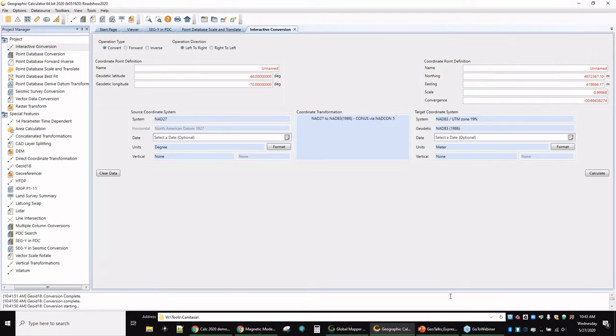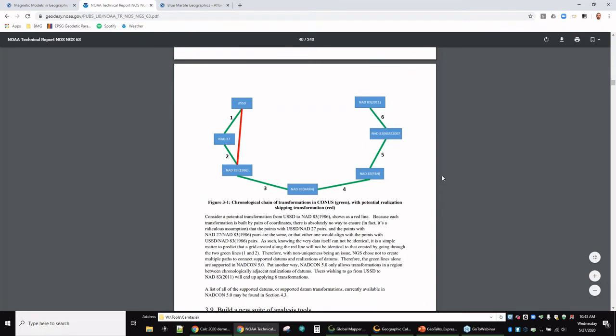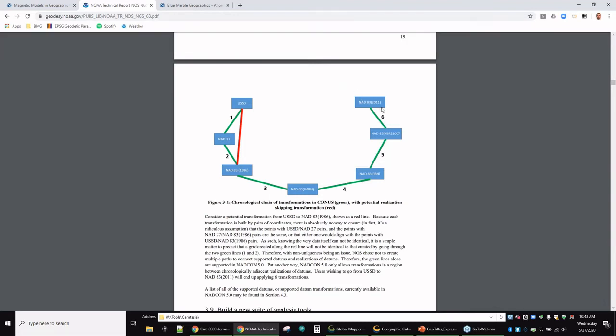Now, if you've done any reading, any learning about NADCON 5, I'm just going to flip over to this NGS technical document where they describe how NADCON 5 works. Each one of these blue nodes on this horseshoe-shaped thing are different realizations of the North American datum. So from here between 2 and 3 all the way out to 6, these are different realizations of NAD83. Until NADCON 5, there has not been an easily direct way to get between each of these.